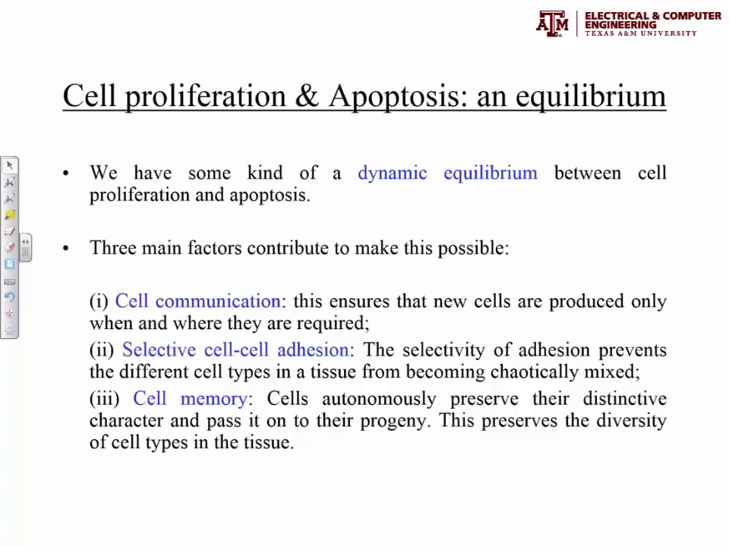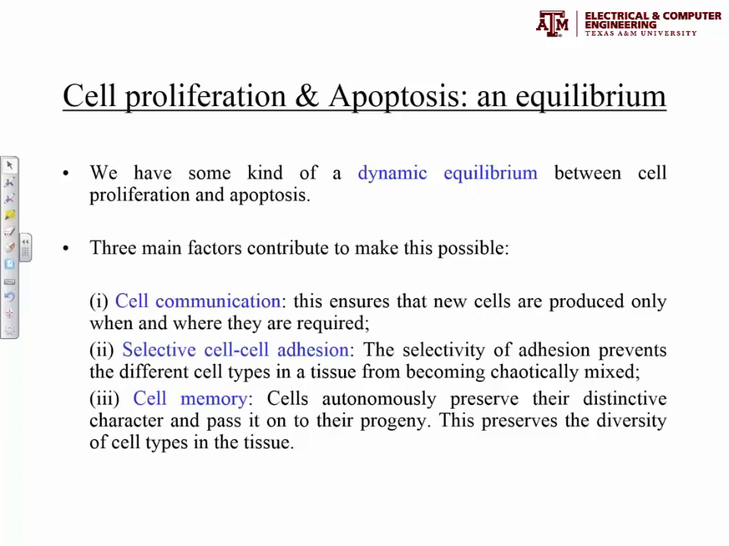Number 1, cell communication. The cells communicate with each other, right? Believe me, cells learned to communicate a lot before we put in all these wireless systems and cell phones and all that, okay? So cell communication ensures that new cells are produced only when and where they are needed, okay? Then there is also selective cell-to-cell adhesion. The selectivity of adhesion prevents the different cell types in a tissue from becoming chaotically mixed, okay? Like if it's a liver cell, it'll probably stick with the liver cells, okay? It's not going to get mixed up with other cells.